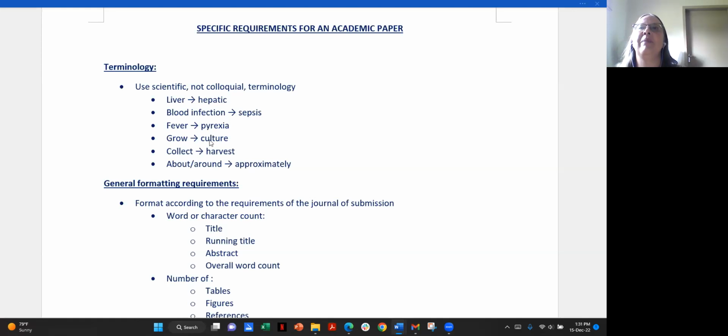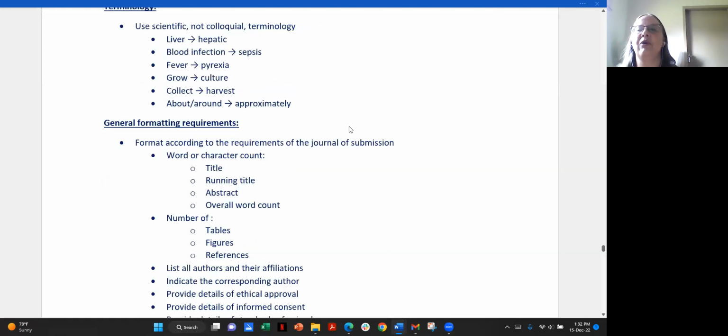I've covered these two about culture and harvesting. And also I've spoken about approximately. So just be aware that there are sometimes better ways to say it. But I think as you write and editors give you these types of changes, it will just help you as an author to improve so that every time you write, you'll pick up more terminology like this. General formatting requirements.